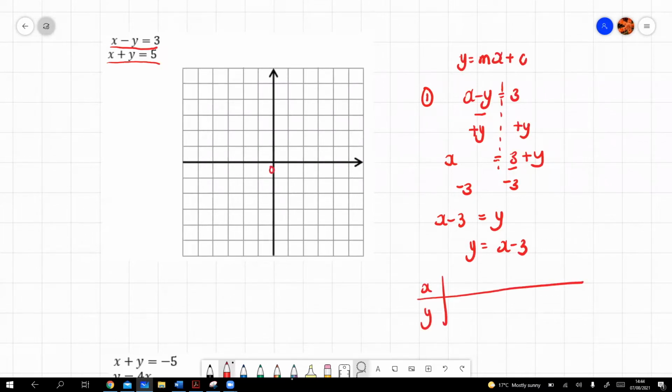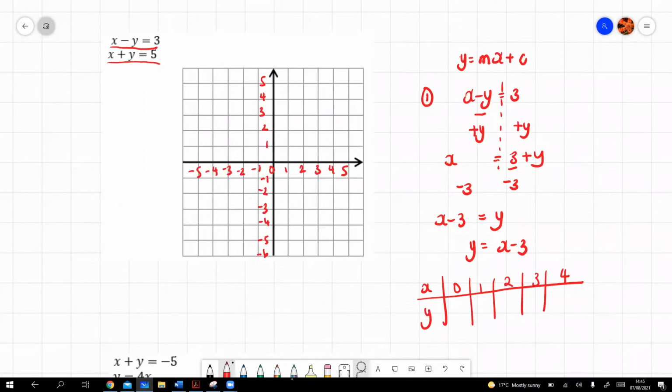Before that, I'm just going to label this 0, 1, 2, 3, 4, 5, minus 1, minus 2, minus 3, minus 4, minus 5, 1, 2, 3, 4, 5, minus 1, minus 2, minus 3, minus 4, minus 5, minus 6. Okay, 0, 1, 2, 3, and 4.